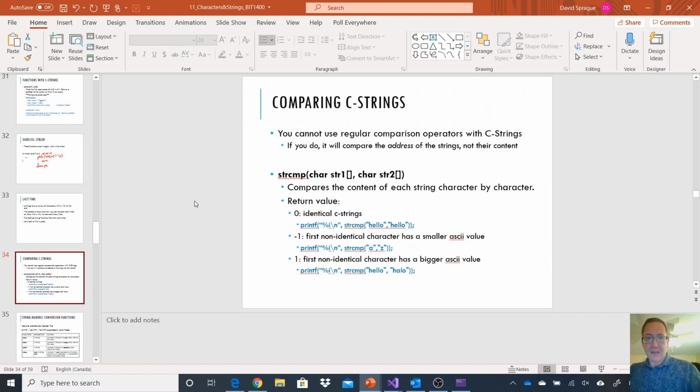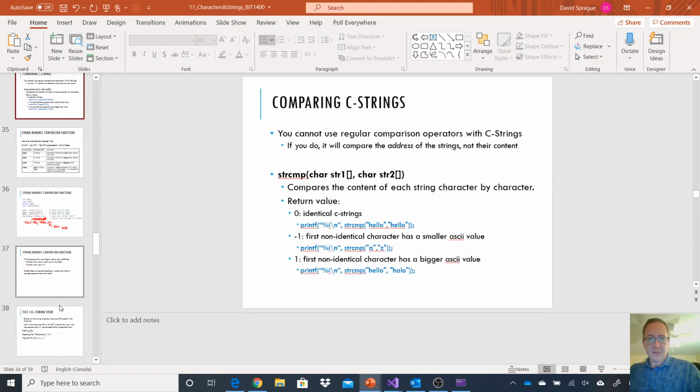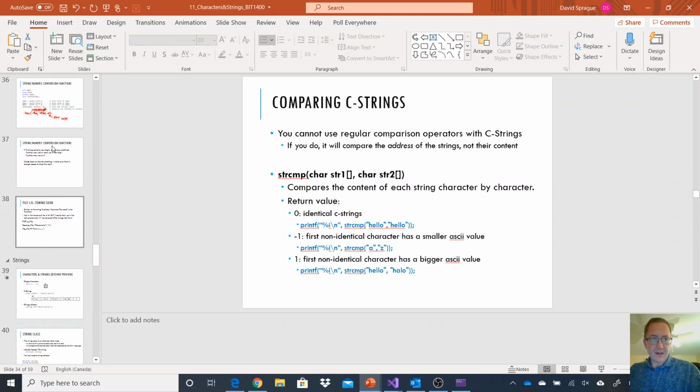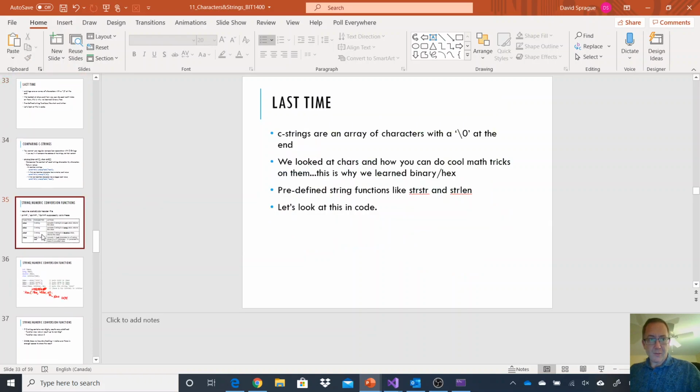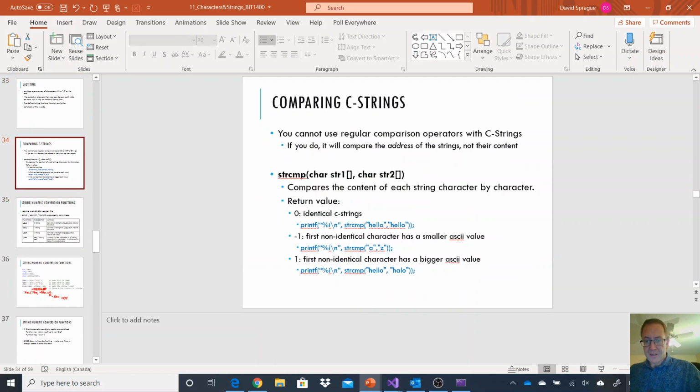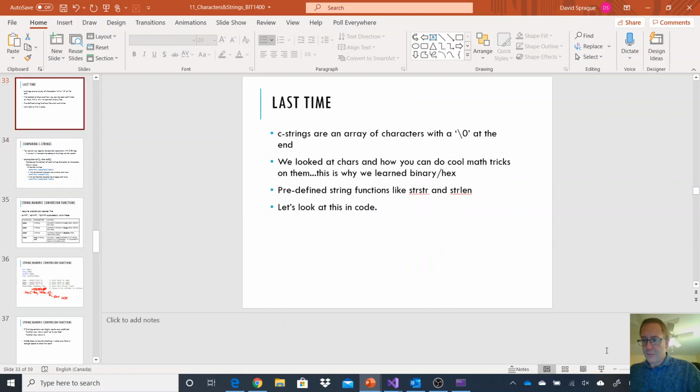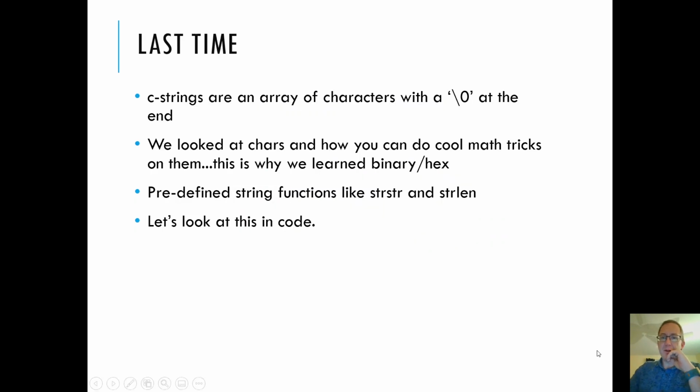All right, let's look at what we've been looking at. So we had comparing strings. Okay, we had string class and string comparison. Okay, we're going to look at a couple more of these, and then we'll stop. So last time we were looking at, there's a 0 at the end of our string. We had some predefined functions like string and string length, and then we actually just looked at this in code.